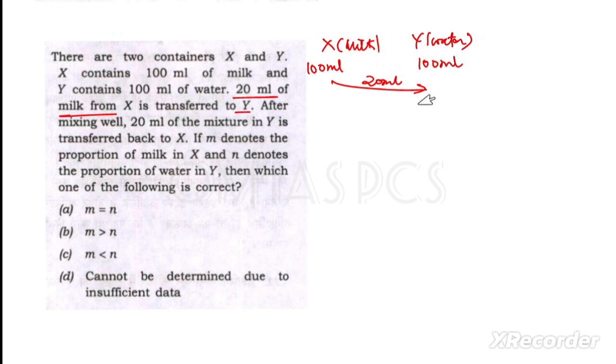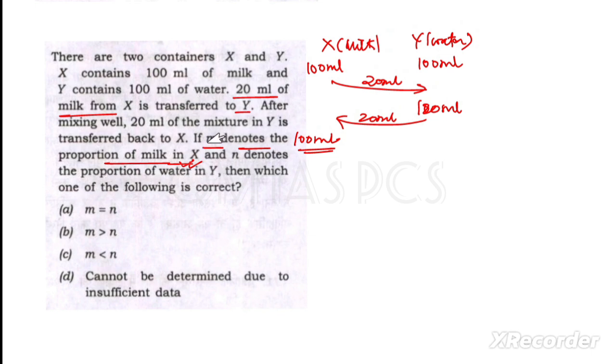It will be 120, a mixture of milk and water. After mixing well, 20 ml of the mixture of Y is transferred back to X. So again 20 ml of that mixture is transferred back to X, and the final volume will be 100 ml. Now M denotes the proportion of milk in X and N denotes the proportion of water in Y. Then we have to find the relation between M and N.